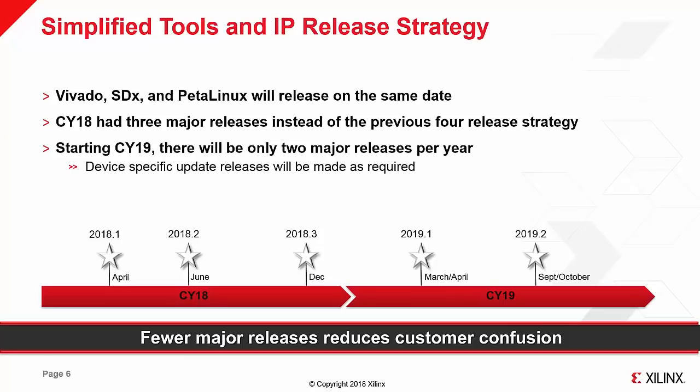Beyond 2018.3, we're making some changes to our software release schedule. First, we are unifying our release schedule between Vivado, SDX, and Petalinux. Going forward, all three of these products will be released on the same day. Along with this, we are transitioning into 2 releases per year. 2019.1 will be released in the March-April timeframe, and 2019.2 will be released in the September-October timeframe. Our hope is that with fewer releases, there will be less confusion as to when to upgrade.